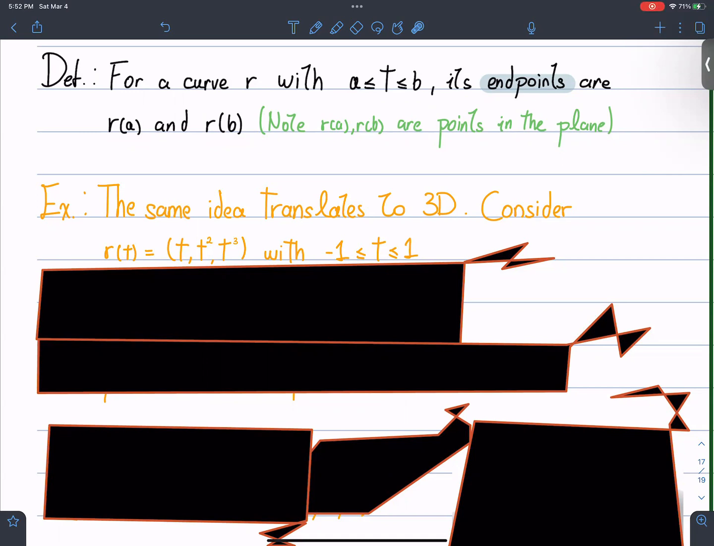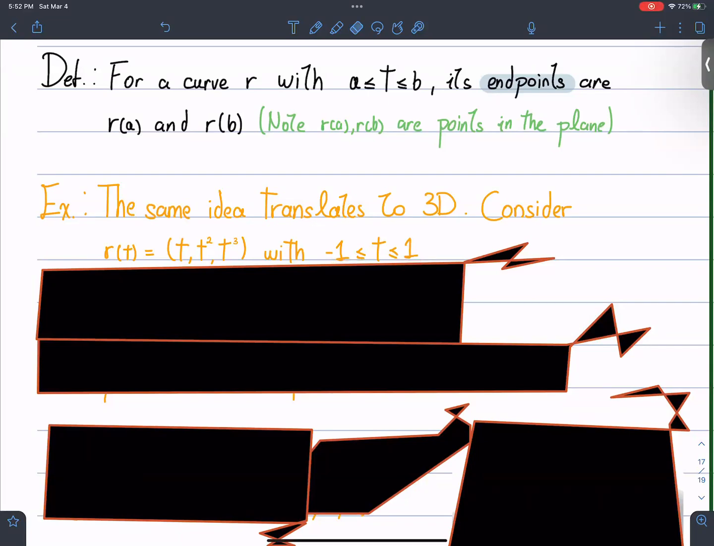Let us see a quick example. We have a curve which is r of t is t squared, t cubed. This means that it takes a parameter t to an array which is t squared and t cubed. This lives in 3 dimensions because it has 3 entries. And we have that our parameter runs from -1 to 1.